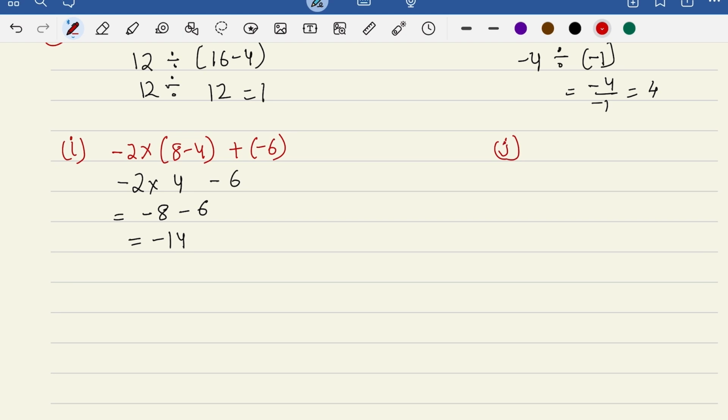J part. Minus 2 minus 3 times minus, bracket starts minus 1 plus 7. So the bracket needs to be solved first. 7 minus 1 is 6. So minus 2 minus 3 times 6, minus 2 minus 18, that would be minus 20.